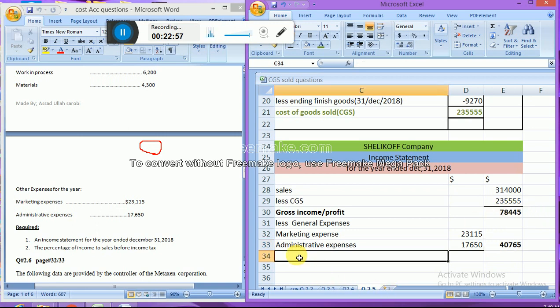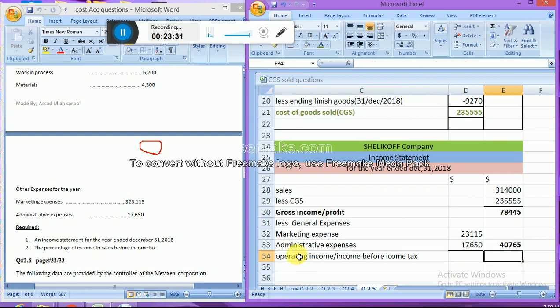So that will be called income before income tax, operating income, or income before interest and income tax. How much is the income before income tax?